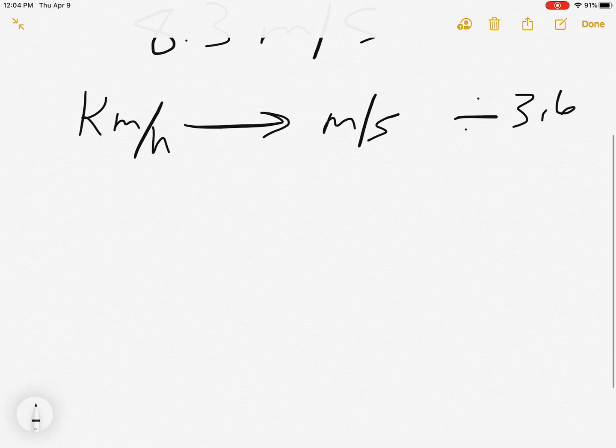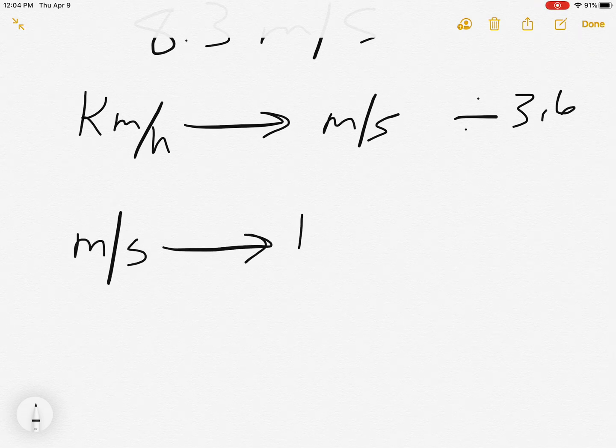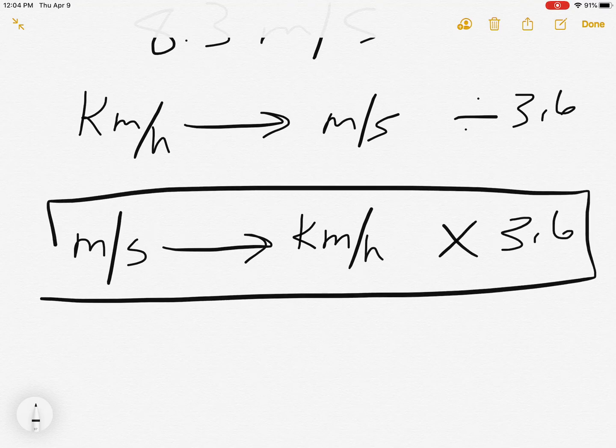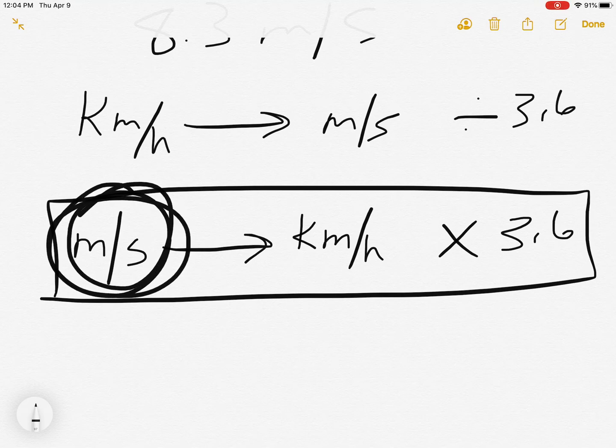Now, what about multiplying? Or what about going backwards? Well, obviously, the opposite would work. If you ever wanted to take meters per second and turn them into kilometers per hour, you'd do the opposite. You'd multiply by 3.6. But we hardly ever do that because usually we're after this, right? The standard unit.